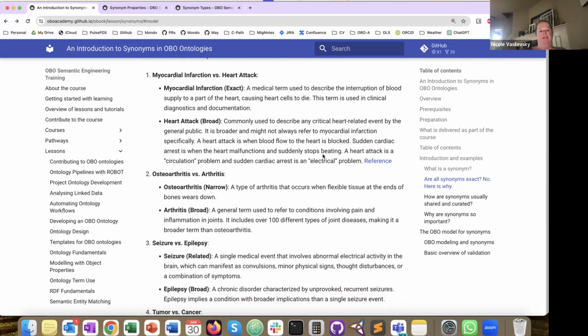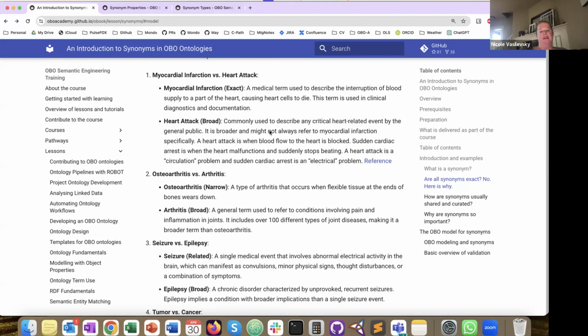Again, we have myocardial infarction and heart attack. As we discussed earlier, these are not synonymous terms. Myocardial infarction is the primary medical term that describes the interruption of blood supply to the heart. And this is used for clinical diagnosis and documentation.